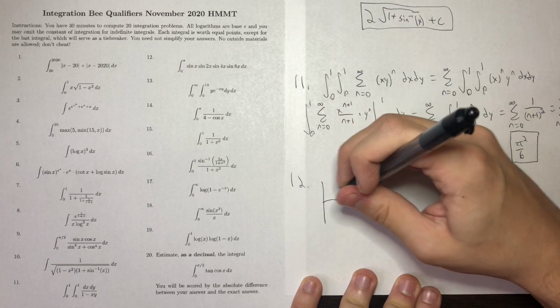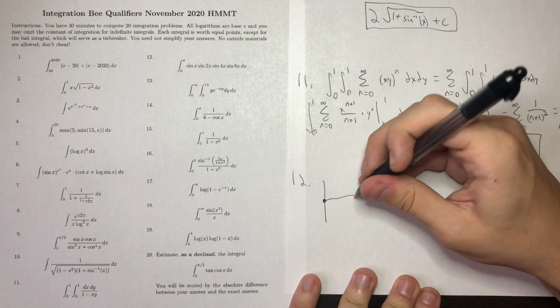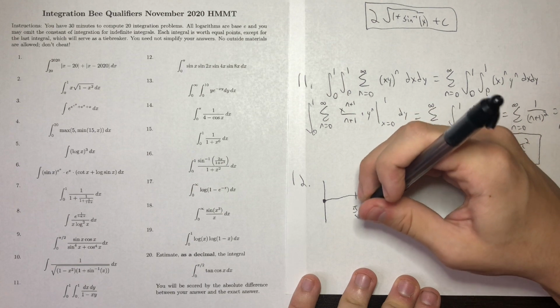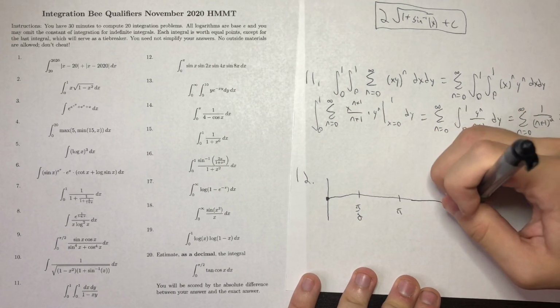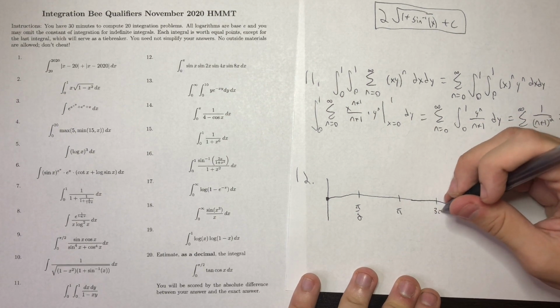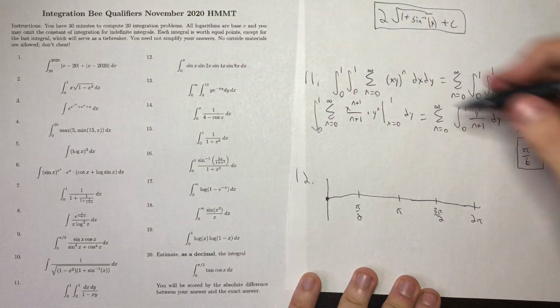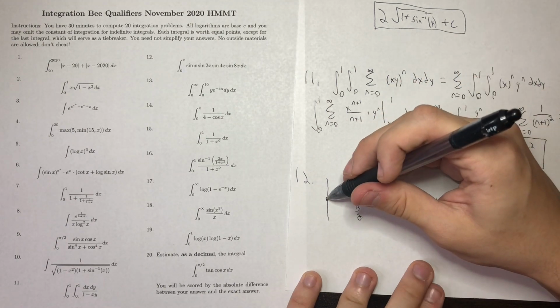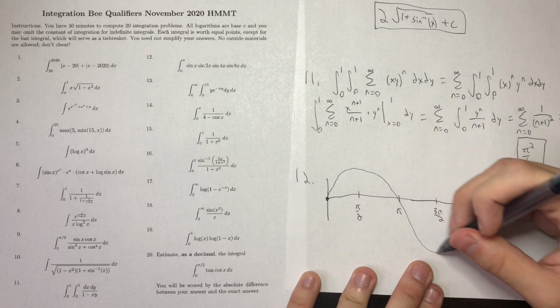So we have the interval from 0 to pi, 0, let's make this pi over 2, pi. And I'm actually going to keep going all the way to 2 pi just so I can graph it easier. So 2 pi, and then 3 pi over 2. Okay, graphing the sine of x. You'll see why I'm doing this in a second. So graphing the sine of x, we'll have it starting here. It's going to go like this.